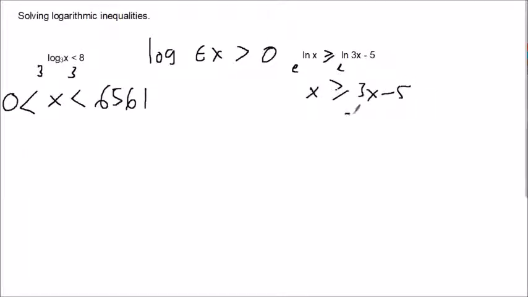And then we will subtract 3x on both sides. We will have negative 2x is higher than or equal to negative 5. So x is lower than or equal to 5 over 2. And we have to switch signs whenever we're multiplying or dividing by a negative, right? And as I've said before, the log is only defined for x higher than 0. So we've got to put this as higher than 0 as well.